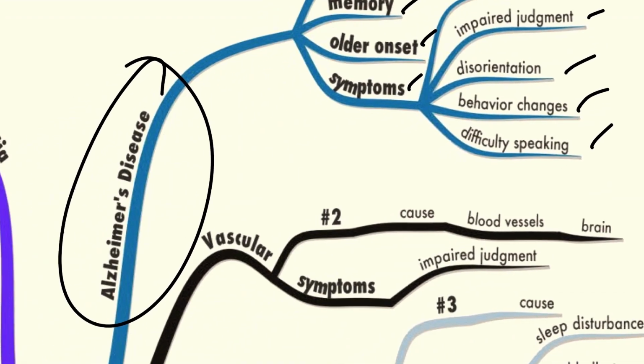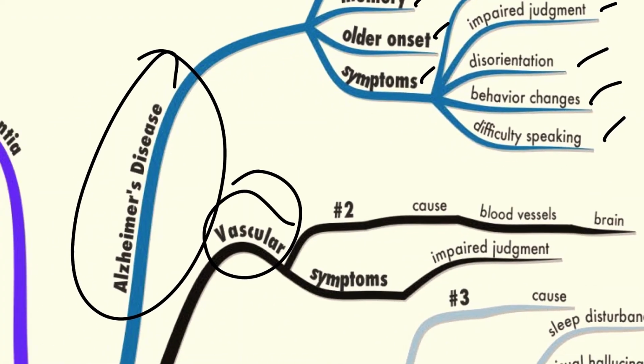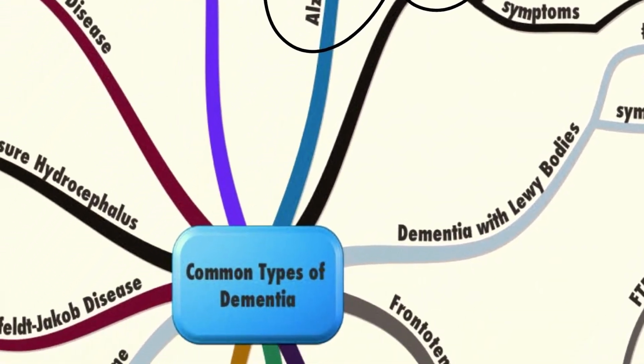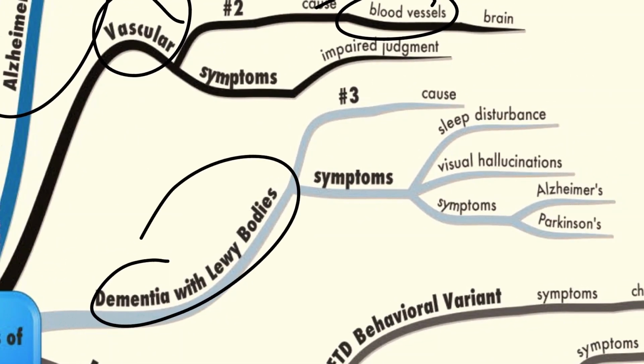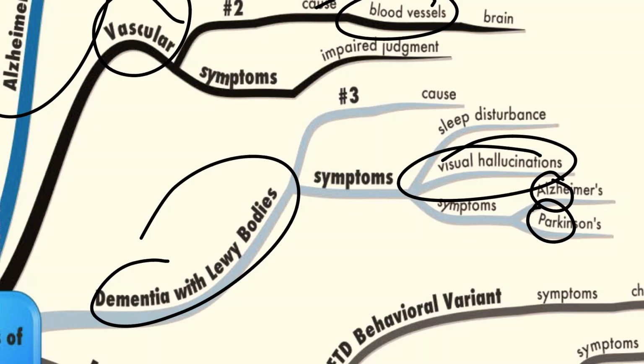So that's that one. Here's your vascular one. Obviously, the issue is your blood vessels with your vascular dementia. Dementia with Lewy body, we talked about yesterday. The big thing with Lewy body is the hallucinations. That is unique to Lewy body. They still may have symptoms of Alzheimer's and Parkinson's, but it's the hallucinations that is the key for Lewy body.